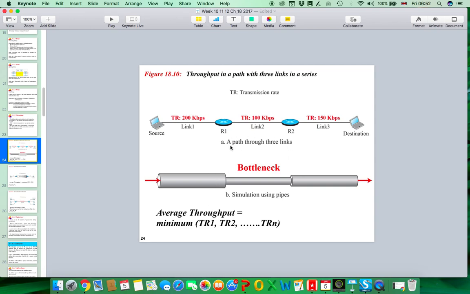Okay, so in this case, if you want to know the average throughput of the entire path, it's going to be the minimum of these three. So in this case, it will be 100 kbps. And why is that? Because even though you have it fast here and here, when the packet comes at this point, it will automatically slow down to this speed. And it will also come out on the other side at this speed. So this is why your throughput now becomes 100 kbps.